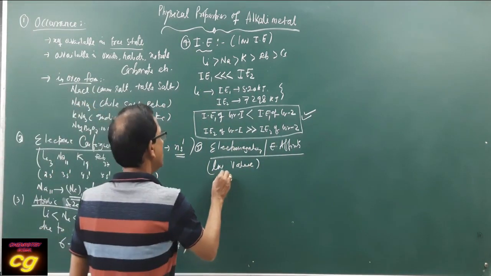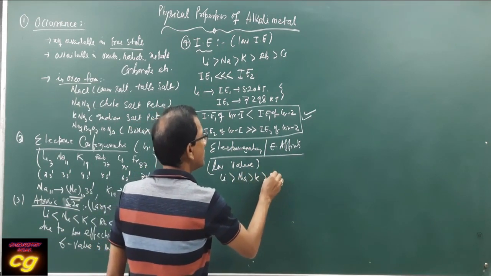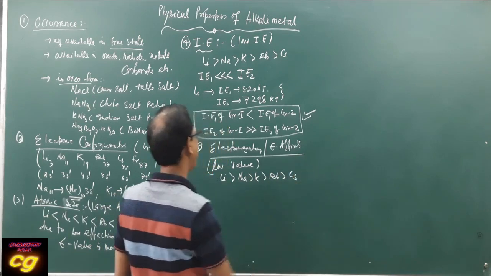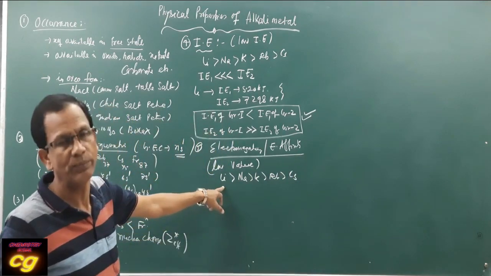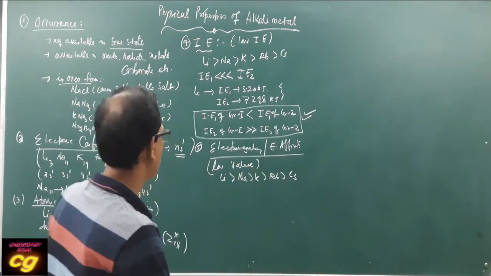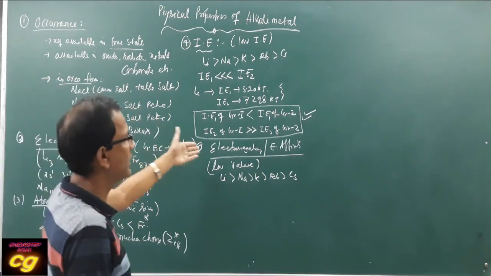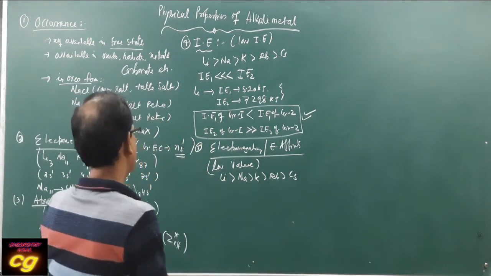If you compare, lithium will be greater than sodium, greater than potassium, greater than rubidium, greater than cesium, because of small size, which means more electronegativity and a higher electron affinity. So remember this. This is not very important in the case of alkali metals, combining electronegativity and electron affinity.